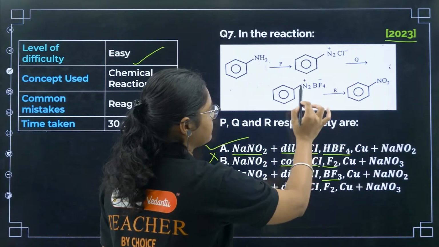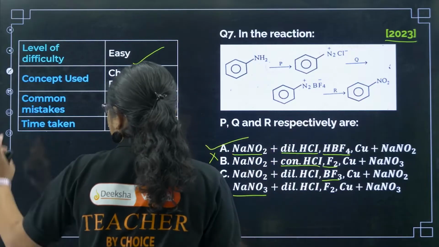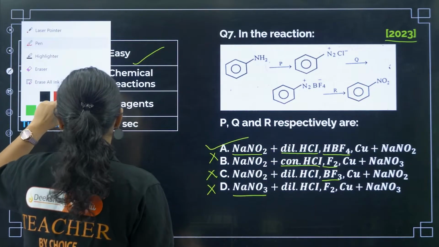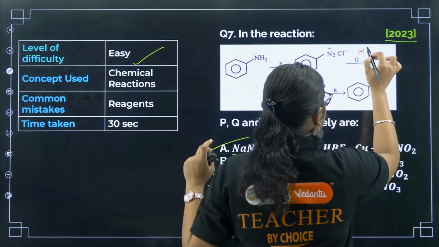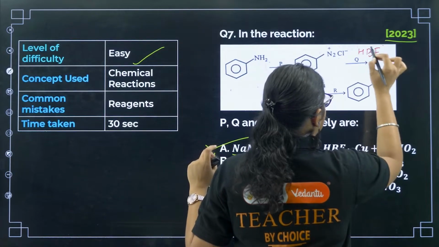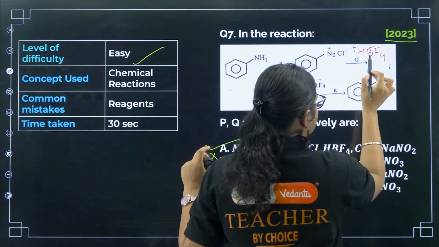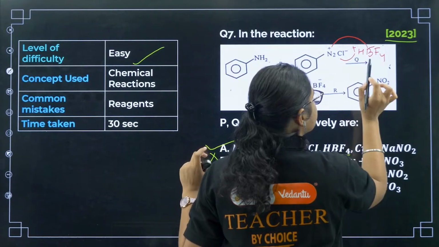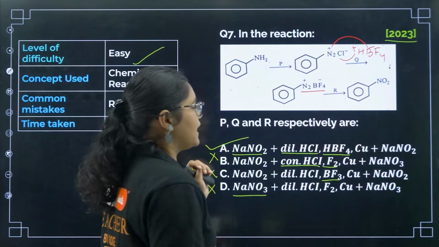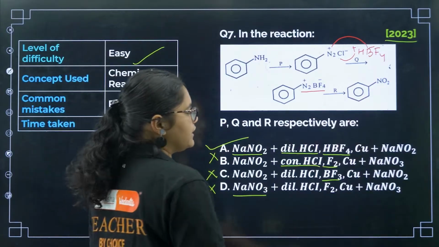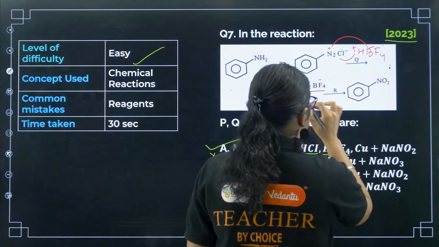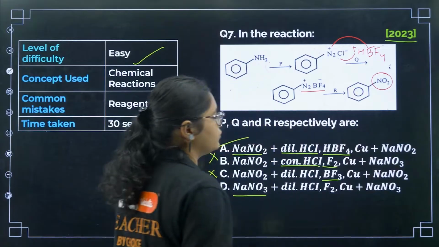So what happens now, you can see if I add HBF4 here. H+ is there and BF4- is there, N2+ is there, so what will happen, this one will come and this one will come, so I'll get N2+ and BF4-. Then if you treat it with copper and NaNO2, this whole group will go and we'll get the NO2 group here.